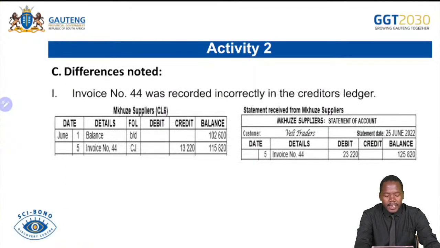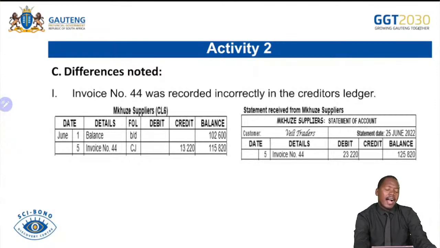We are looking at the differences noted now. Let us look at the first transaction. We will now check how it is supposed to be treated or how it is supposed to be recorded. Now, we have invoice number 44 that was recorded incorrectly in the creditor's ledger. We have entered this money incorrectly in the creditor's ledger.